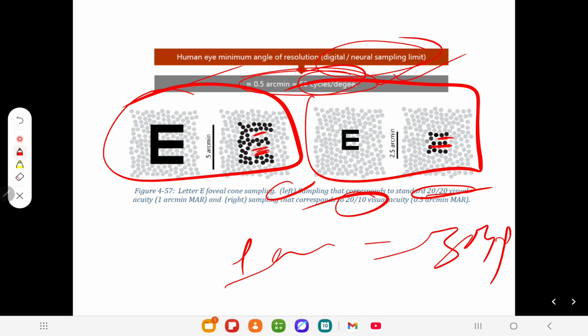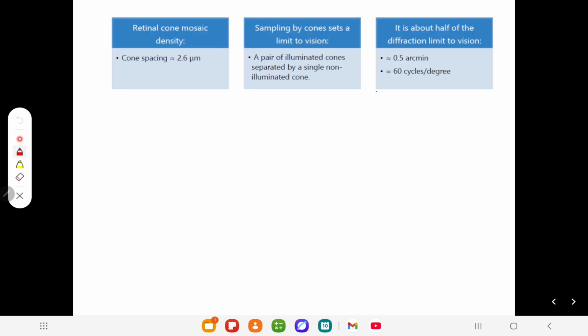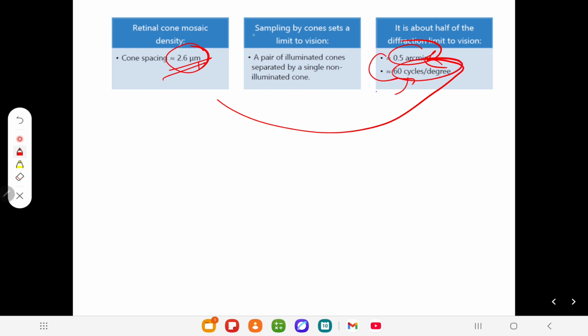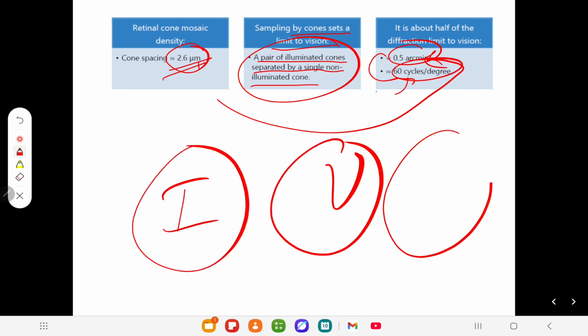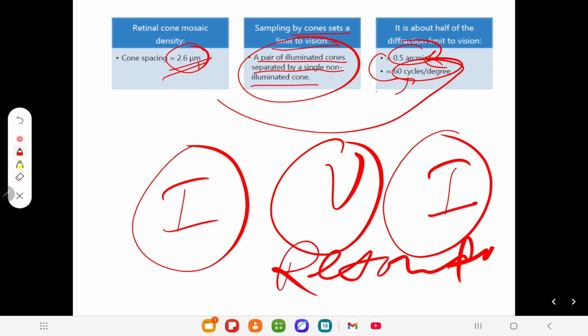The space between, these are the space between black and white. So these things you must understand. In the retinal mosaic cone spacing, one cone diameter is 2.6, and that corresponds to 0.5 arc minute, which means eventually 60 cycles per degree, isn't it? So sampling by cone has a limitation: a pair of illuminated cones separated by a single unilluminated cone. That's very important. One is illuminated, unilluminated, and again illuminated, and this case creates resolution. So that's the case.